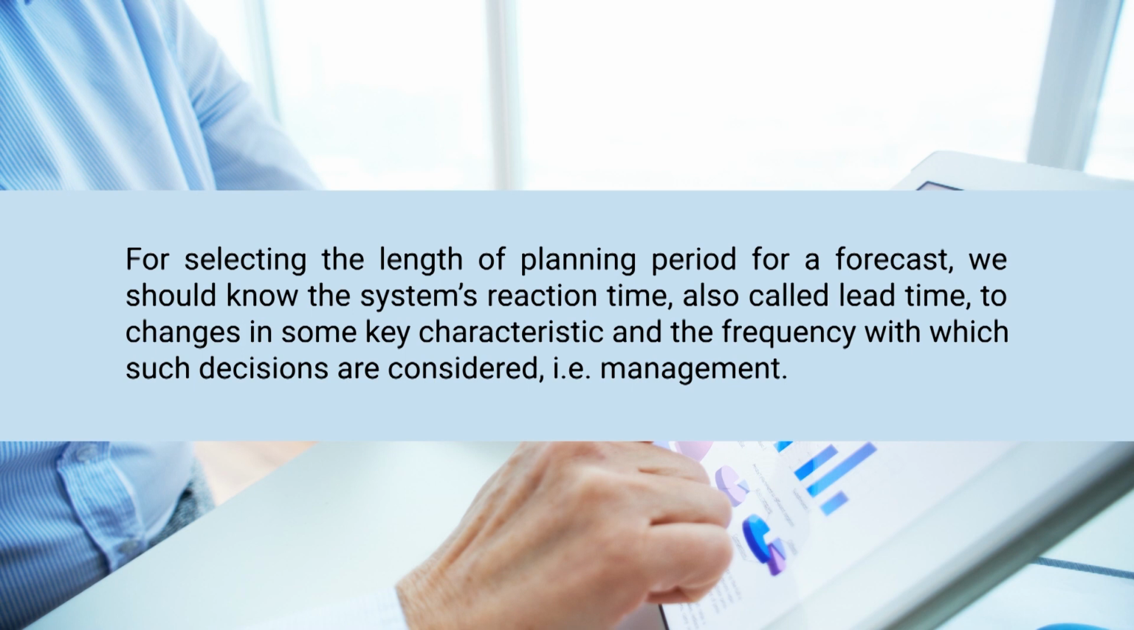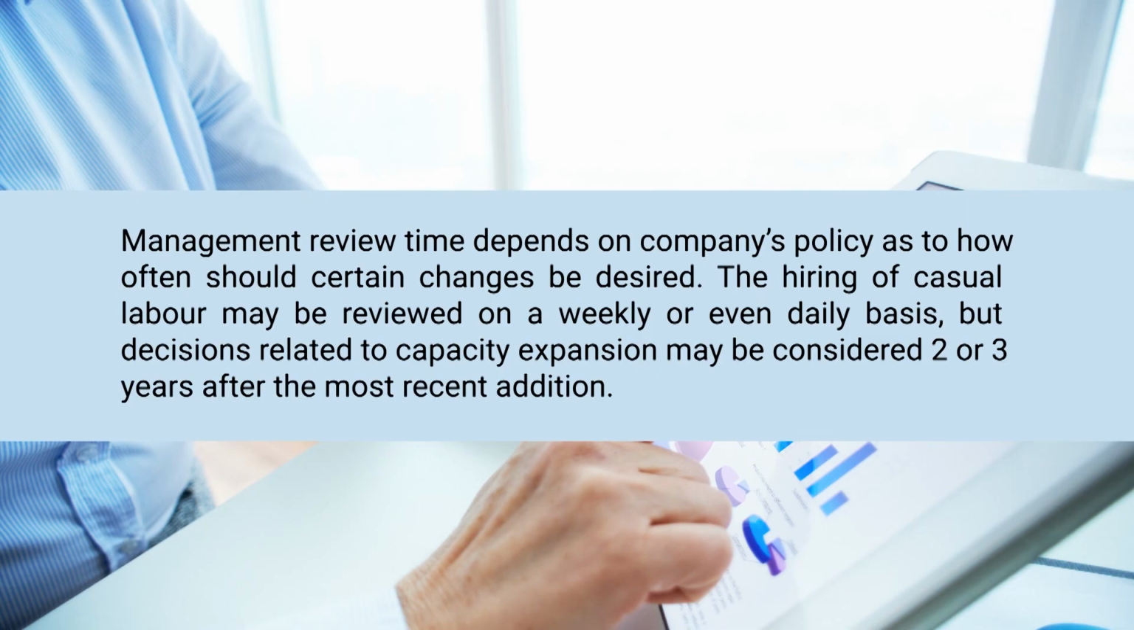So, we can do the production accordingly. For selecting the length of planning period for forecast, we should know the system reaction time, also called the lead time, to changes. Some key characteristics: the frequency with which such decisions are considered, that is management review. We have a planning process, input to output, then the management review is there. This is the decision taken within the management review; the time taken in management review is the lead time.